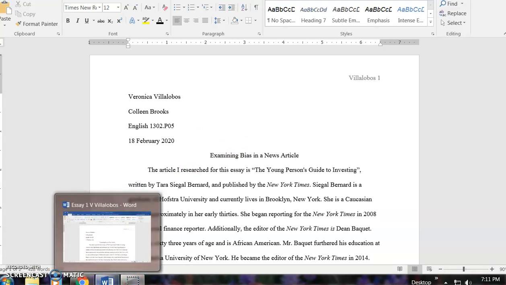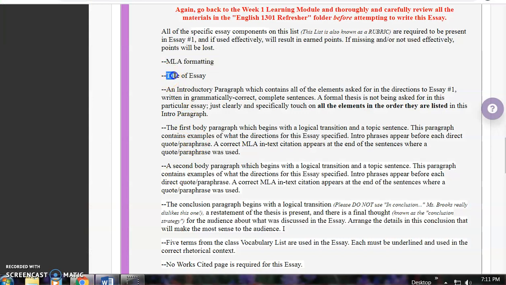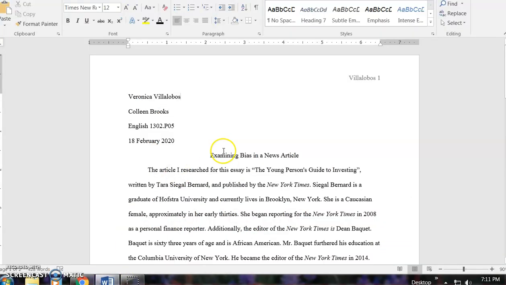MLA formatting's looking good. So, title of the essay. Remember, I told you the title of the essay is supposed to be relevant and interesting, so things like essay 1 isn't going to cut it. Here we have "Examining Bias in a News Article." Isn't that what you did? Yes, it was. So this is a very relevant and interesting title, and it makes me want to read this essay because I'm like, examining bias in a news article, well, what is that all about? I want to read about it. This is a heck of a lot more interesting and relevant than essay 1.